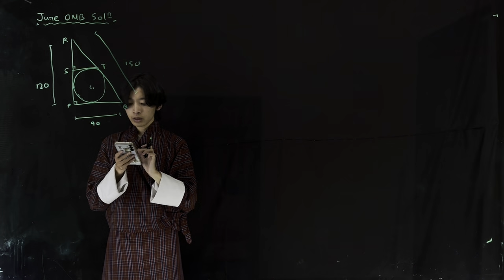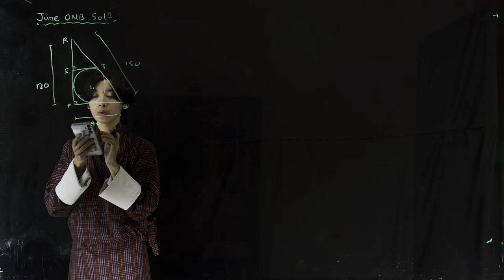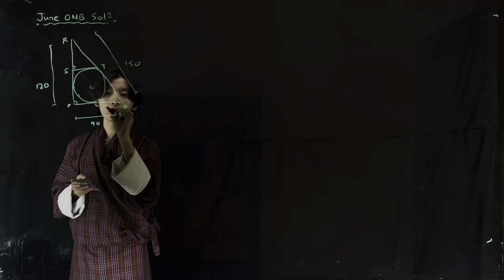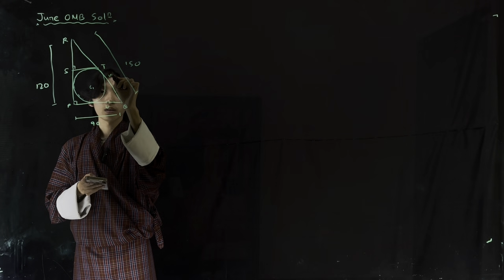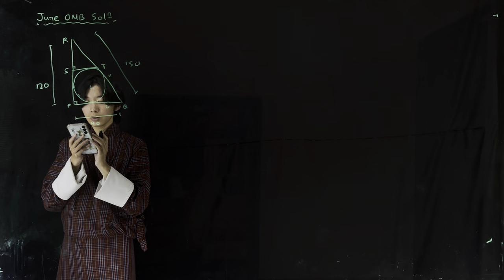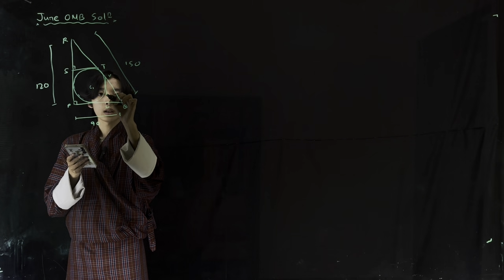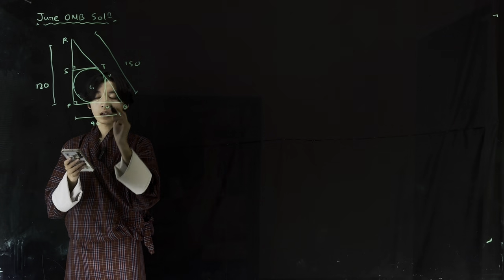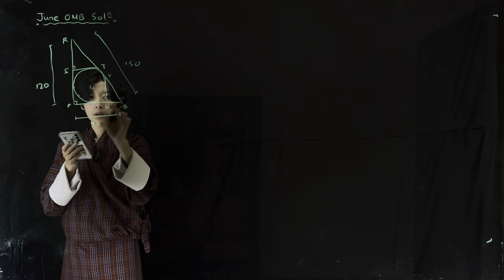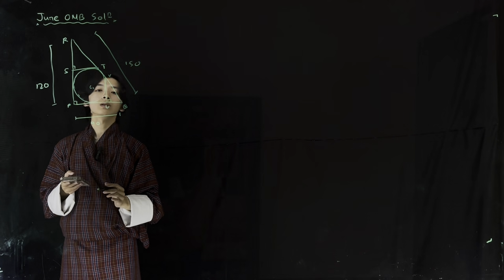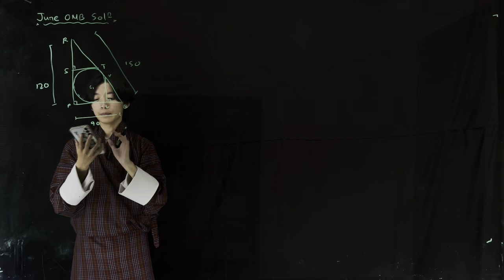And construct UV, with U on PQ. So we have U here on PQ and V on QR such that UV is perpendicular to PQ. So it also has to be tangent to the circle, and it is perpendicular to PQ, which means it makes 90 degrees with the side PQ.